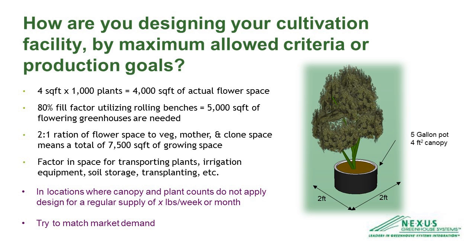Now assume you have a 2-to-1 ratio of flower space to veg, and you can also have your mothers and clones in that same veg space. This would mean you'd need a total of 7,500 square feet of growing space in order to facilitate your 1,800 plant count. So factoring space for transporting plants, irrigation equipment, storage, and transplanting equipment as well.